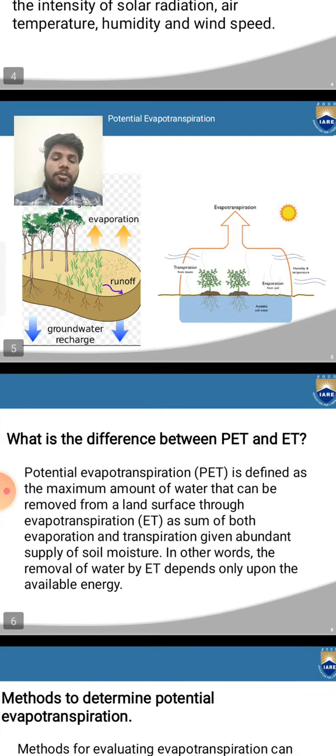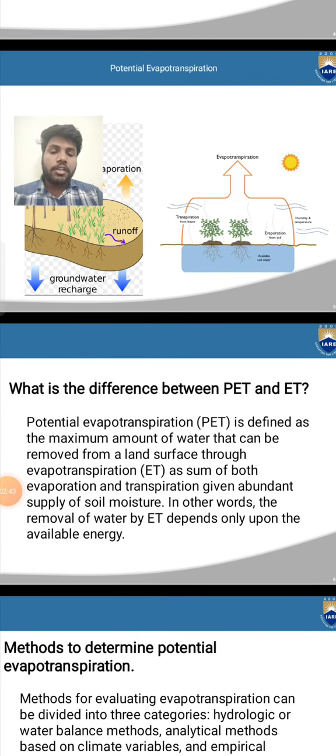Now let us know what is the difference between PET and ET, that is, potential evapotranspiration and evapotranspiration. Potential evapotranspiration, PET, is defined as the maximum amount of water that can be removed from a land surface through evapotranspiration, as the sum of both evaporation and transpiration, given abundant supply of soil moisture. In other words, the removal of water by ET depends only upon the available energy.